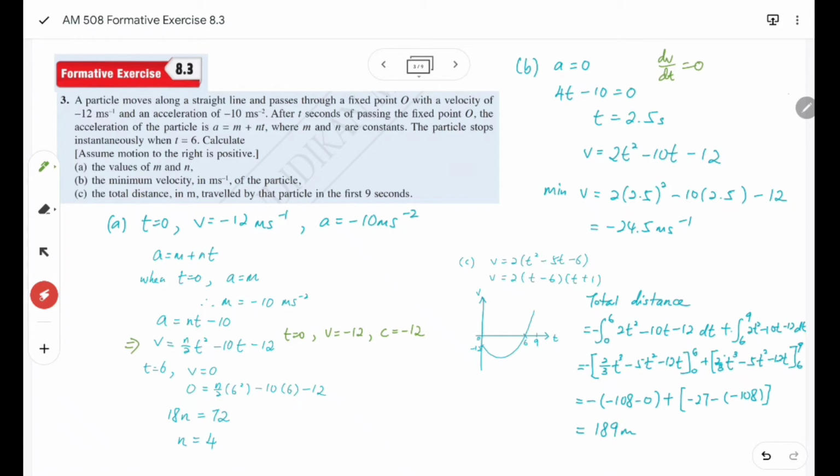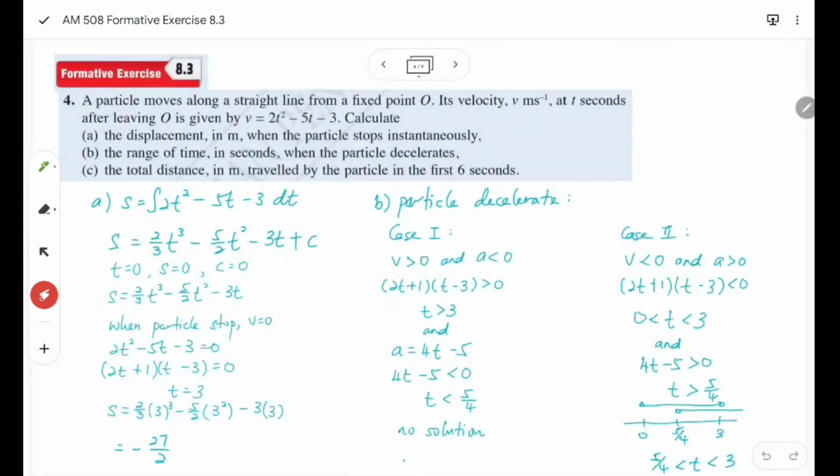After integrating, we get negative of 2 over 3 t cubed minus 5t squared minus 12t, with the bounds of time 0 to 6, plus 2 over 3 t cubed minus 5t squared minus 12t from 6 to 9. So sub in 0, 6, 6, 9, and we get all these values. In the end, we get 189 meter.